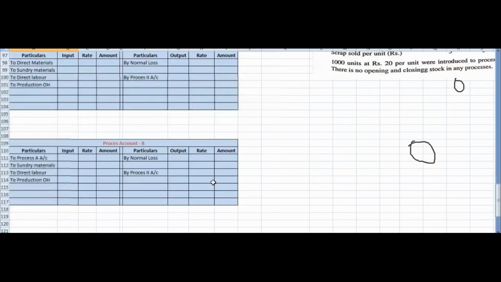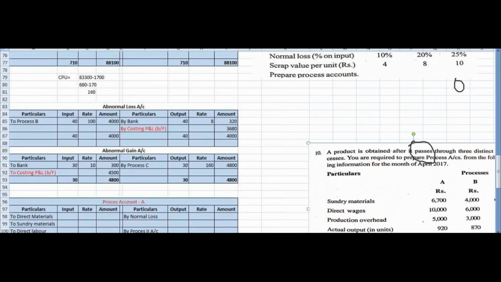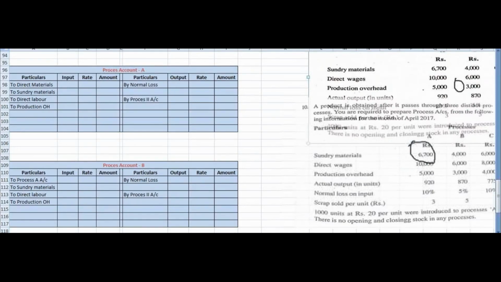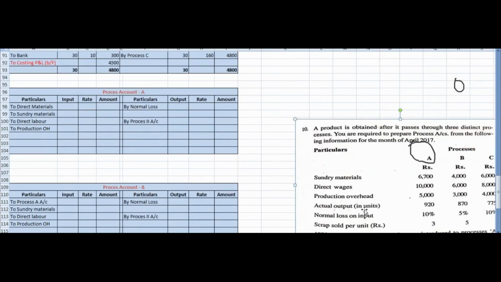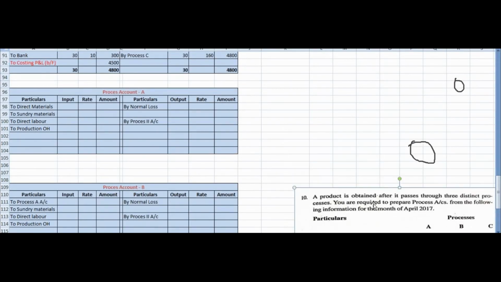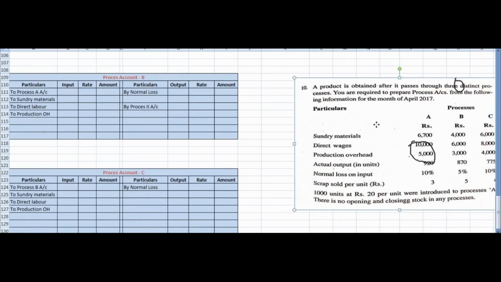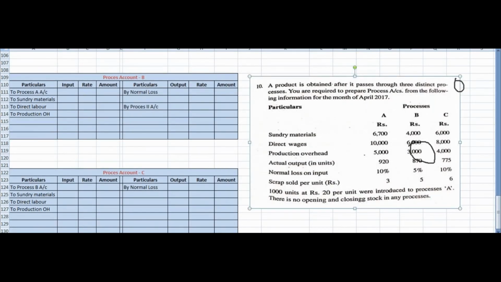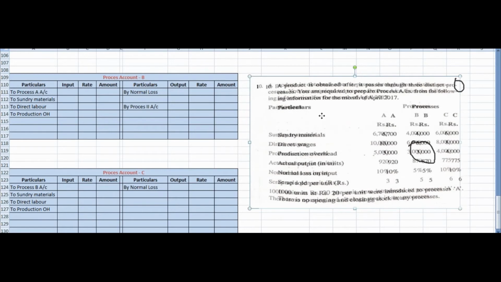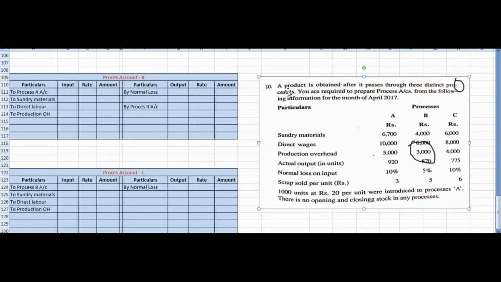Shall I take one more question, the last question on process costing? Okay, this one is I think from 2017 or 18. I will solve the question. So this was your question. Now you tell me, then I will write the answers one by one. I will ask the question, then you answer.